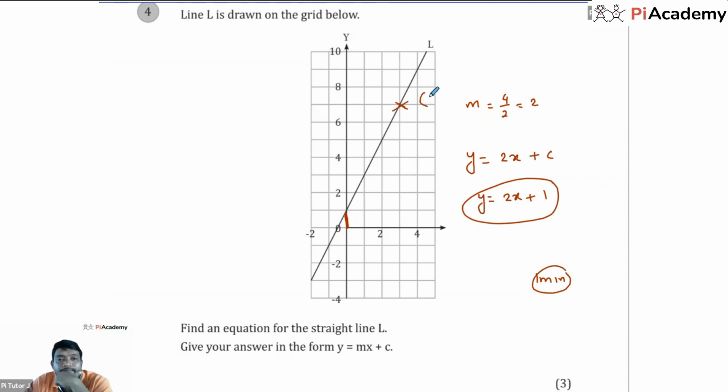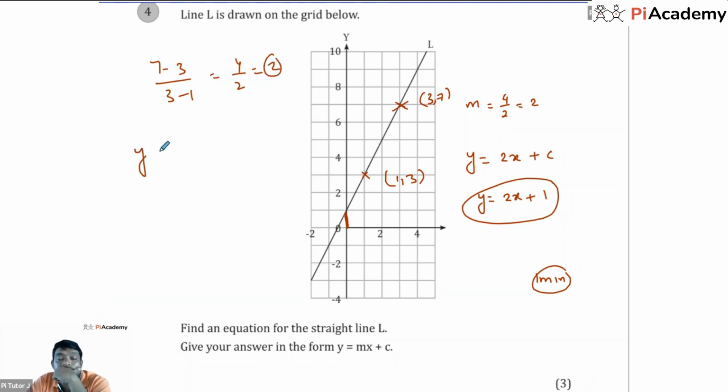It is (3,7), right? This is (3,7), and this point, any point, you can take any point, and this is (1,3). Now you can find the gradient using these 2 points. That is the difference of y coordinates, 7 minus 3, divided by 3 minus 1. It is 4 over 2, which is 2.